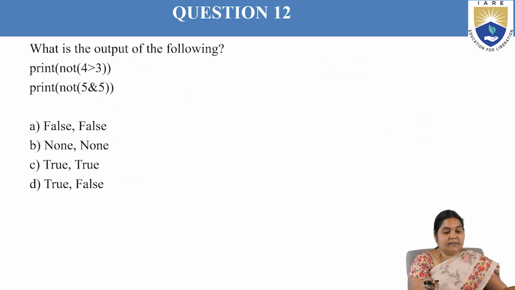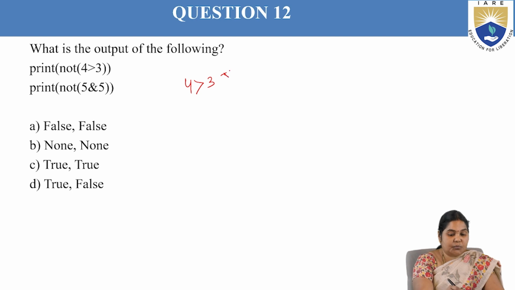Now, what is the output of this question? This is a simple relational operator and logical operator question. So, 4 is greater than 3. Yes, it is true. And you are applying the logical not gate to true. True's negation, or not gate, is false.